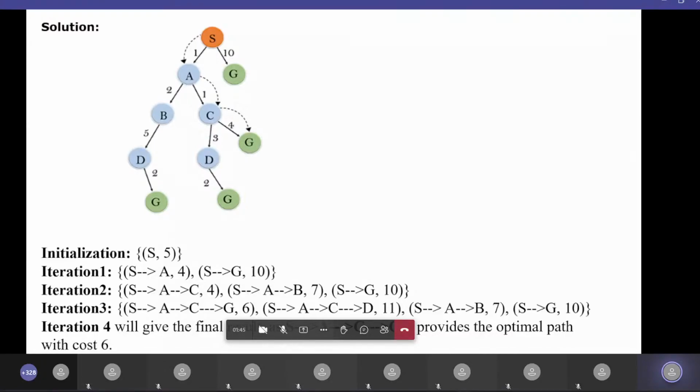Things like alpha-beta pruning and forward and backward pruning are important. Monte Carlo search, all these things are important. And then the fourth unit, we have constraints. And then we'll be having propositional logic.